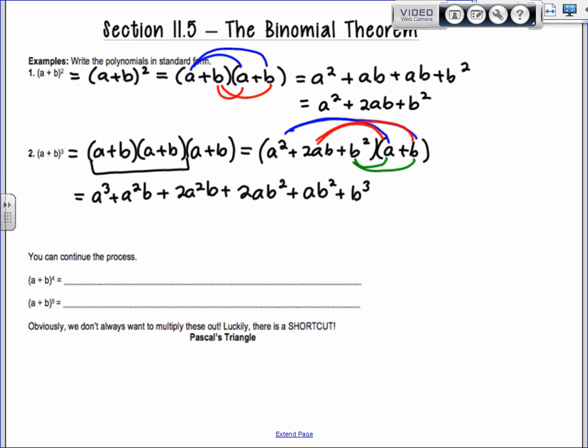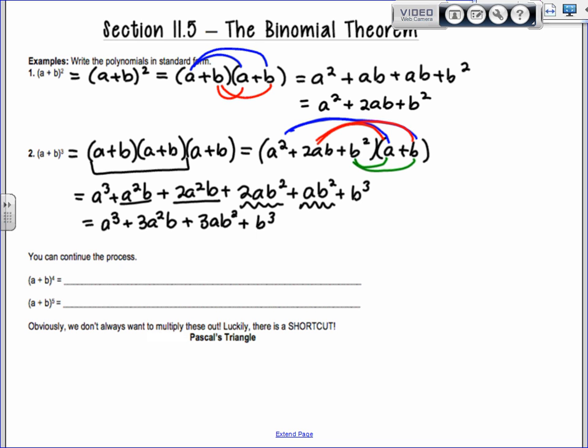And I combine anything that's like terms. Now, like terms not only have the same variables, like a and b, but they have the same exponents on those specific variables. So I can combine a squared b and 2a squared b to get 3a squared b. And I can combine 2ab squared and ab squared to get 3ab squared. And then plus b cubed. That is your answer.